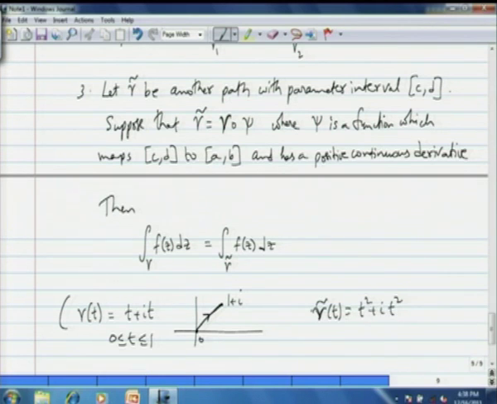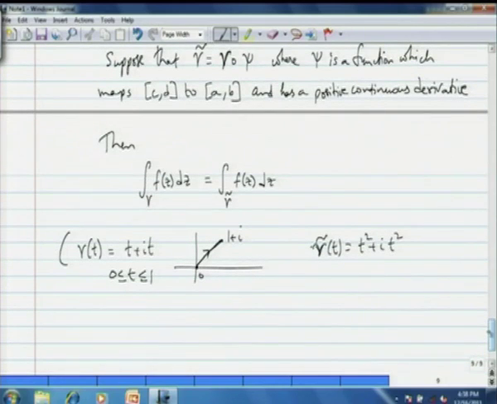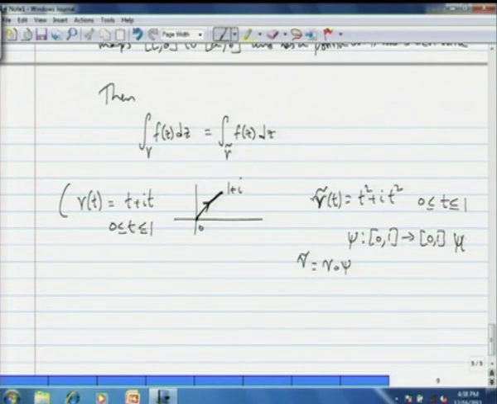This is just a motivational example. Curves can be much more complicated, of course, contours can be much more complicated. So, 0 less than or equal to t less than or equal to 1. Then gamma tilde is a reparameterization of gamma, because you can easily construct a function psi from 0 1 to 0 1, such that gamma tilde is gamma circle psi, and what might that be? Psi of t is t squared.